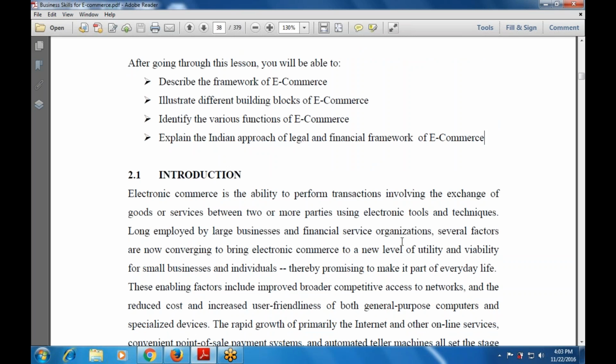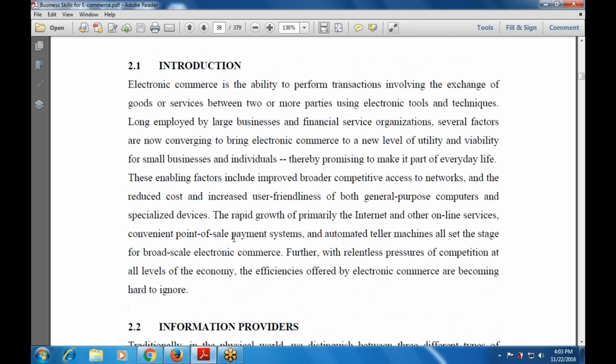So let's begin with the introduction. Introduction in the sense, yes, it is the ability. You have discussed it already, but okay, let's move to the next one.